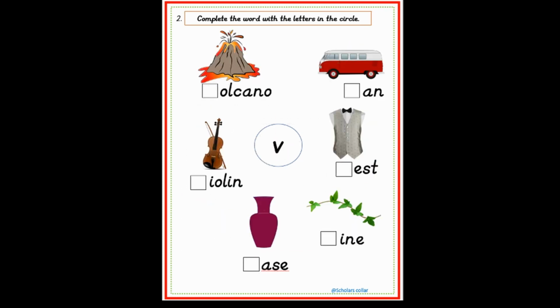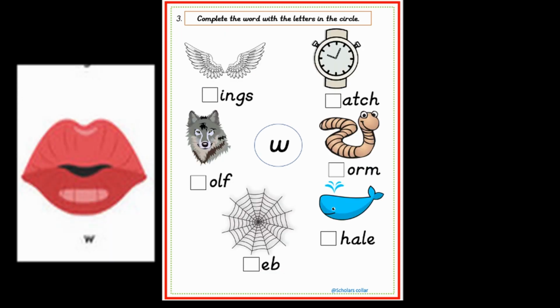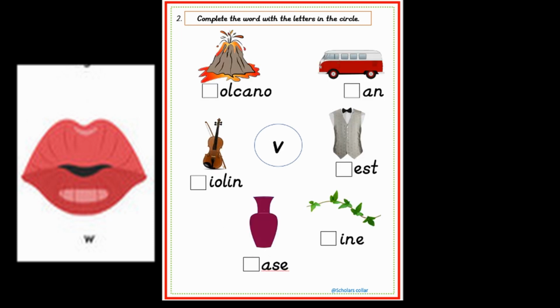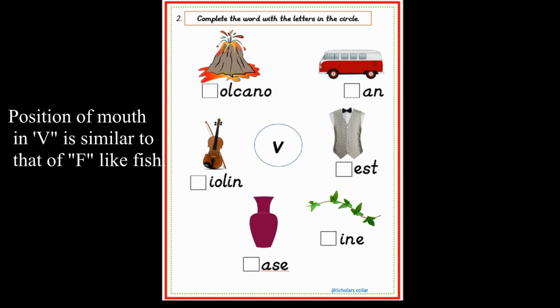The next worksheet is v. Remember, this is not the w sound. When you make the w sound, you're making a circle with your lips. But when you're making the v sound, that is the violin v sound, you want to make sure your lower lip is inside, between your teeth. It's making the sound v, just like you make the sound f.